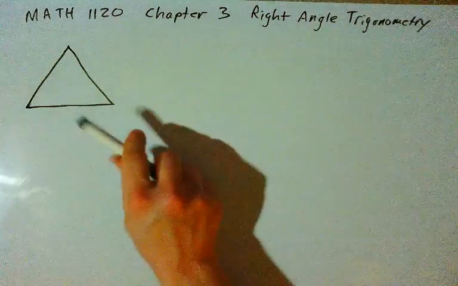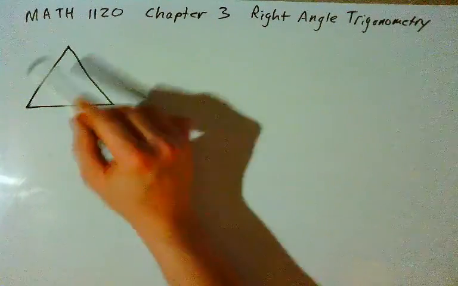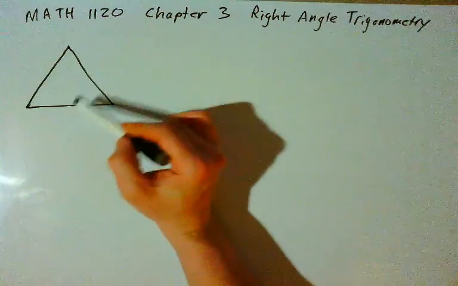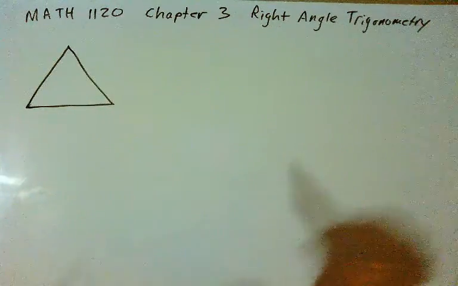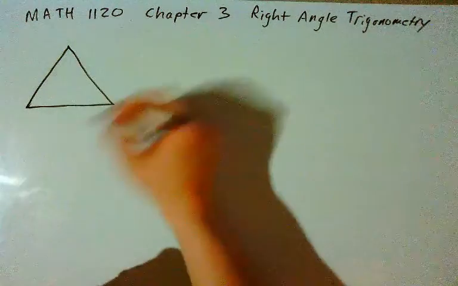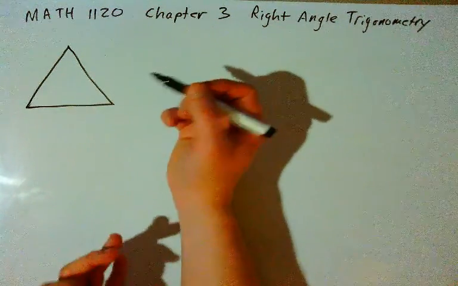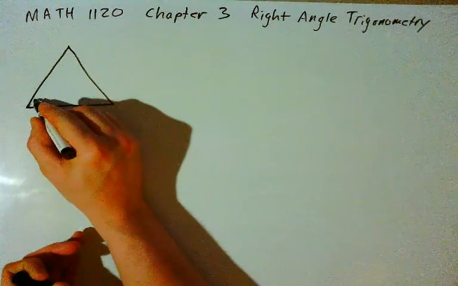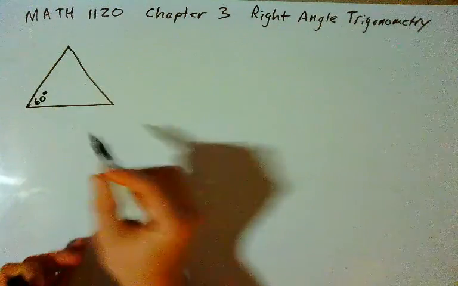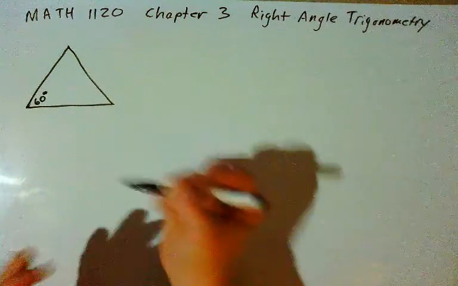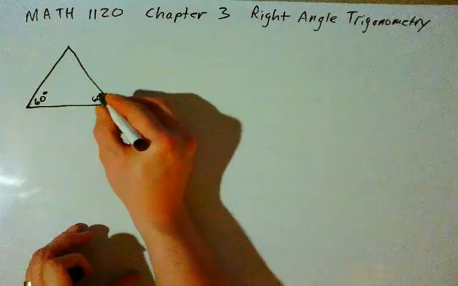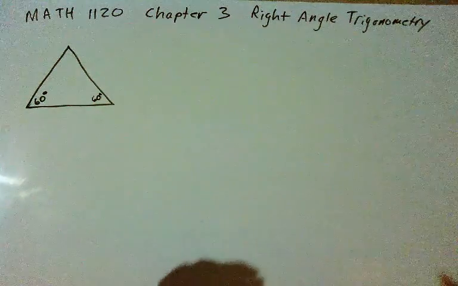We look at an equilateral triangle. An equilateral triangle is one that has all three sides the same length. And we know from geometry that if we have an equilateral triangle, the three angles are also going to be equal, and they have to be 60 degrees. This angle has to be 60 degrees, and so do the other two angles, as long as all three sides of the triangle are the same length.